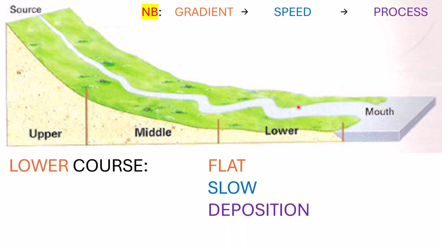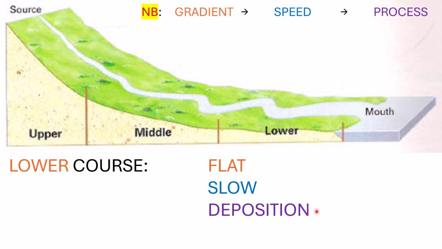In the lower course of the river, the gradient is described as being flat or level. As a result of this, there is no gravity acting on the water. Therefore, the water slows down and is at its slowest. And because the river is flowing so slowly, it is unable to carry any of the eroded material, and therefore it drops the material in the river course, making the dominant fluvial process in the lower course deposition. So for the lower course, flat or level land, slow flowing river, the main fluvial process is deposition.